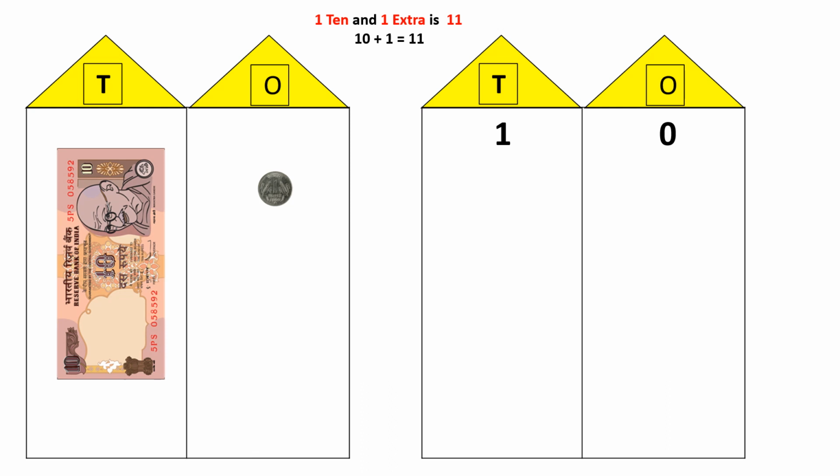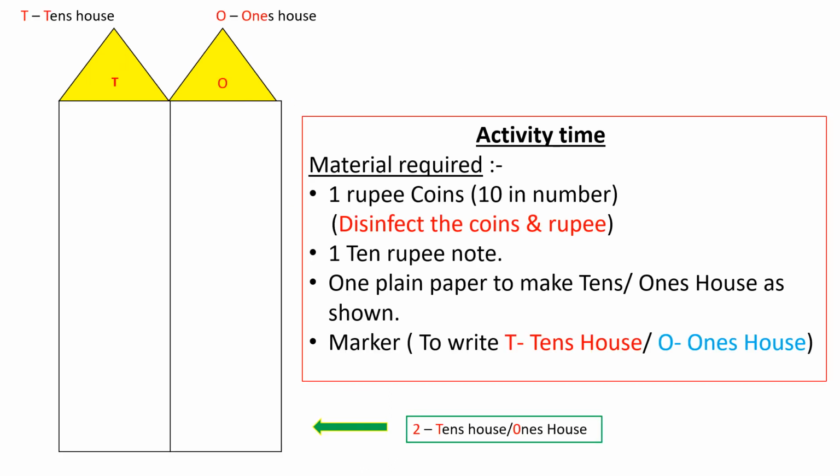Will it go to 10's house? No, because 10's house has 10 coins. So it is already full. It is 1 ten already. So the 0 that is 10 earlier becomes 1 now. Because वहाँ पे एक और 1 रुपी कॉइन आ गया है जो एक्स्ट्रा है. अब हम कैसे बोलेंगे? Now we will say 1 ten, 1 extra is 11.